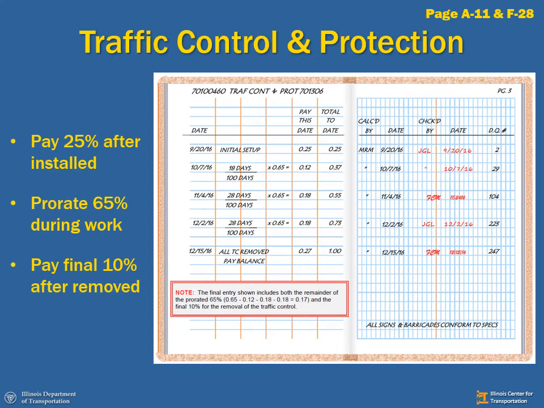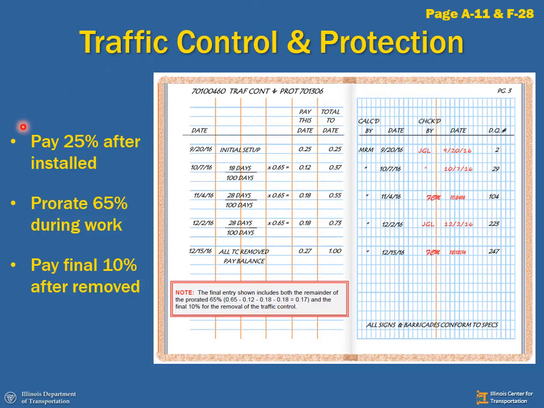On page A11 and page F28 in the doc guide, F28 has this field book page, we're going to estimate payments for traffic control and protection. What is the pay unit typically for traffic control and protection? Lump sum. Do they perform this pay item the first day they show up? Do they complete this pay item? Should we pay them the whole lump sum? Not really. There's a little bit involved, right? They've got to maintain this traffic control over the duration of the work.